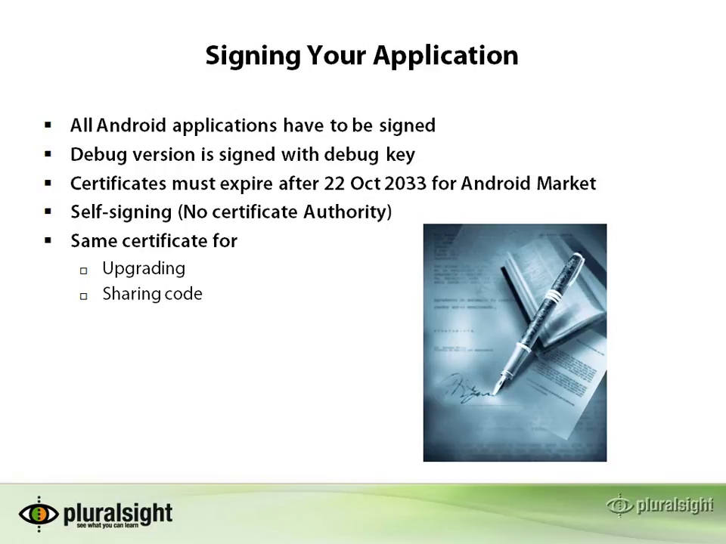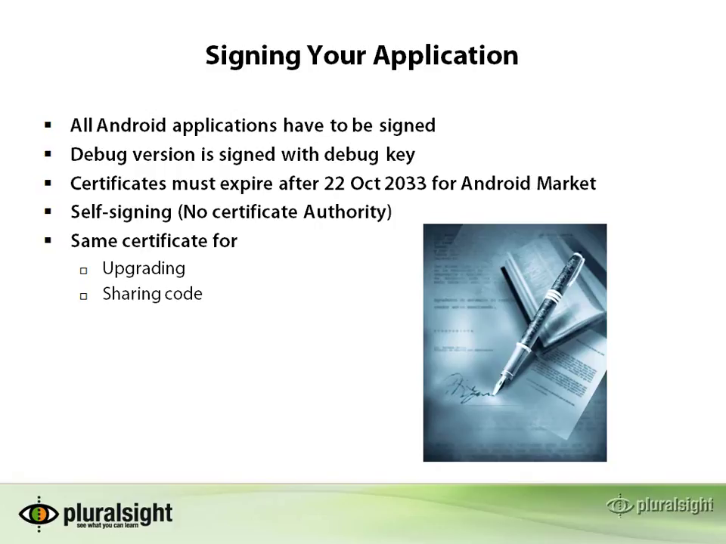So another thing that we need to consider when signing, especially in regards to the Android market, is that their certificates need to expire after the 22nd of October 2033 for the Android market. So if you want to publish your application out there, and I'm assuming that you do, then we'll need to keep that in mind. So anytime you're creating a certificate, just remember that you'll need to push it pretty far out there.